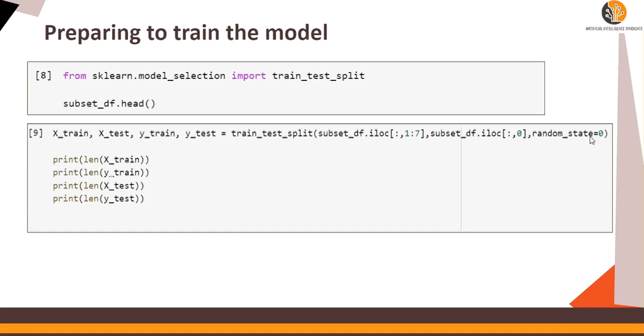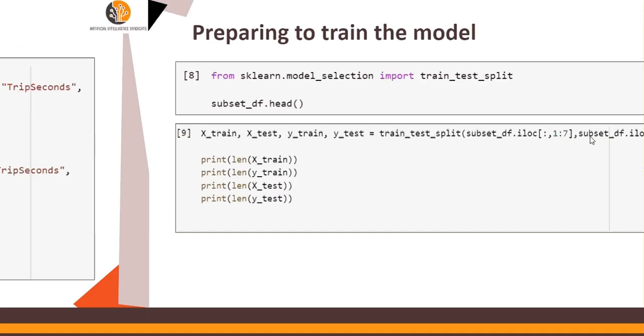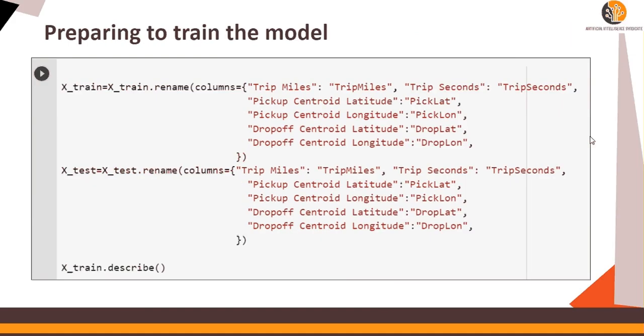And finally, we are going to rename the columns, because I don't want gaps or spaces in my column names. So I'm going to rename both the X_train and X_test columns. Trip space miles, I'm going to say trip_miles. All I'm doing is removing the spaces, that's all. And then pickup centroid latitude, I'm going to say piclat, piclon, droplat, droplon.